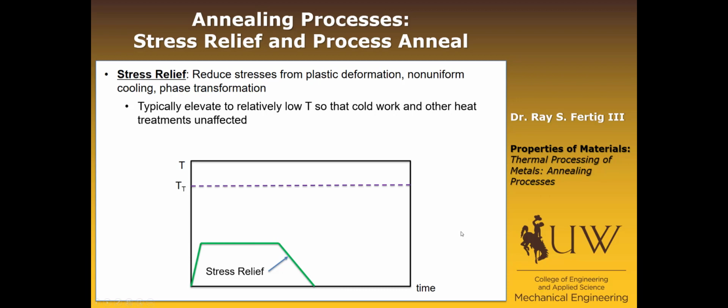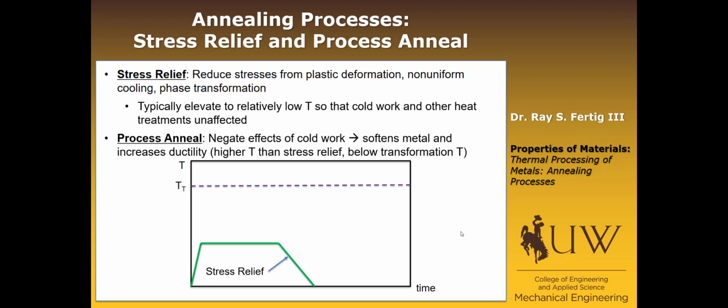The next one we'll talk about is a process anneal, and that's a little bit higher temperature than stress relief. The goal is to actually negate some of the effects of cold work. So it induces what's called recrystallization, which is where high dislocation density areas in the metal will coalesce to basically form a new grain that relieves that high dislocation density area. And it softens the metal and increases the ductility. It still occurs below the transformation temperature.